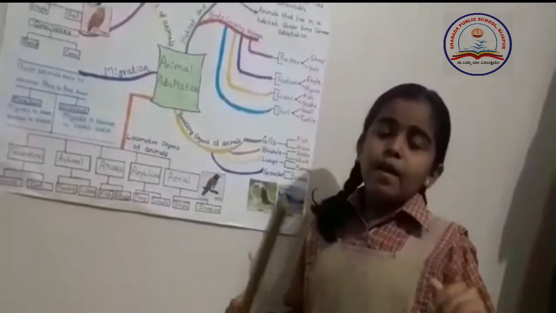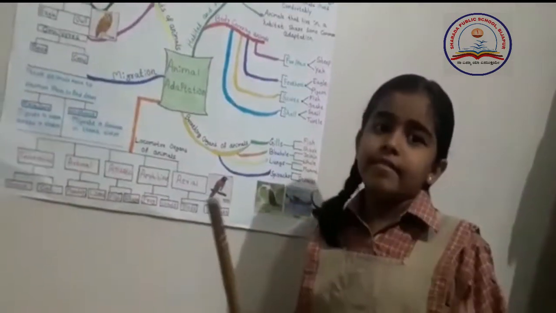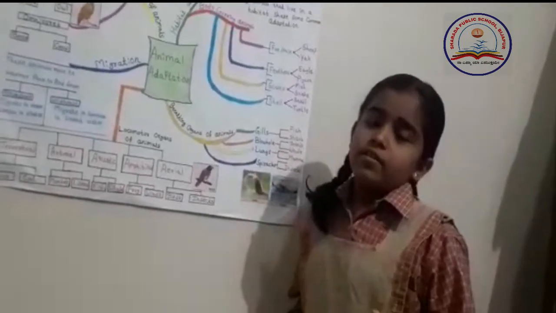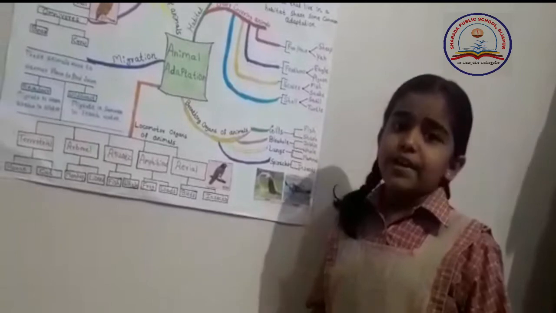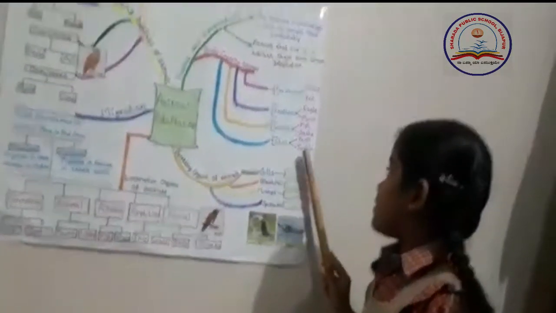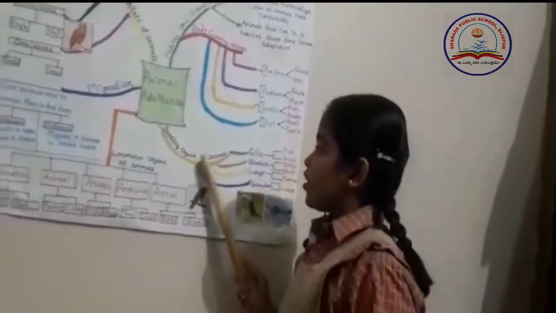Shell means animals like turtle, tortoise, and snail have an outer layer shell that protects their soft bodies. Examples are snail, turtle.